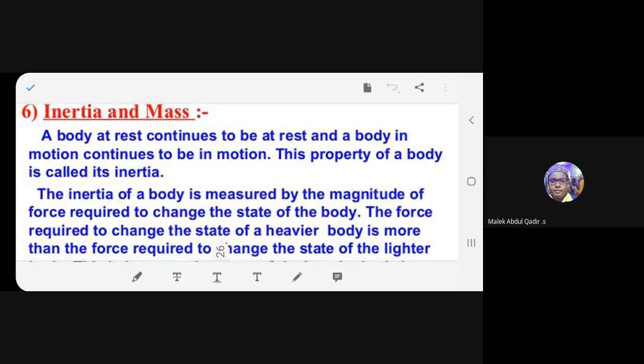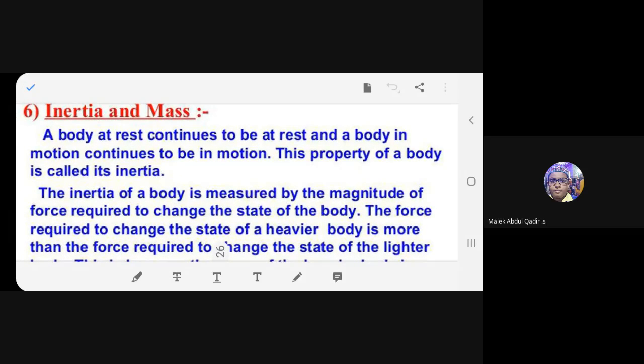Okay, start. A body at rest continues to be at rest, and a body in motion continues to be in motion. This property of a body is called its inertia. So we are well aware of this definition of inertia. This is the second time we are doing the definition. We know what is inertia.